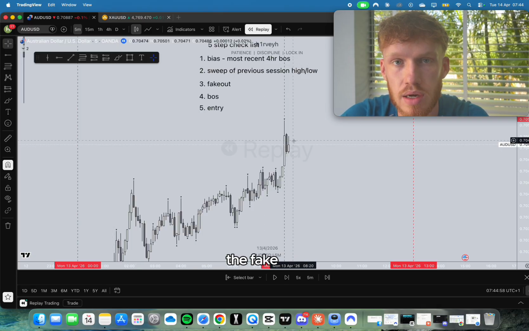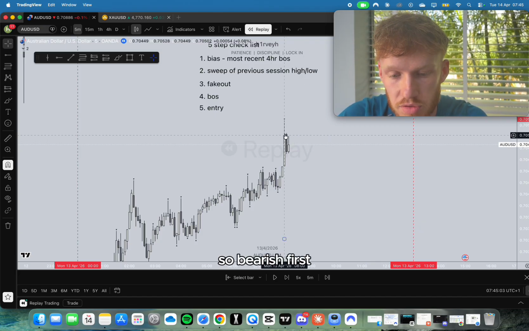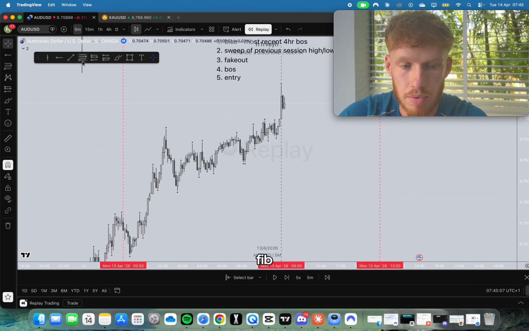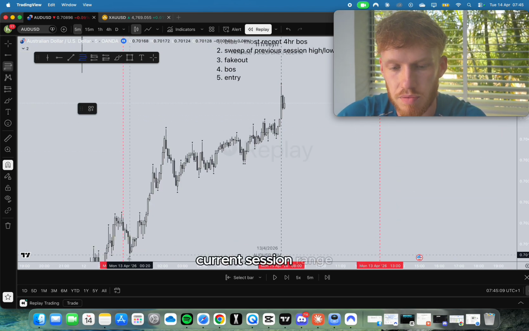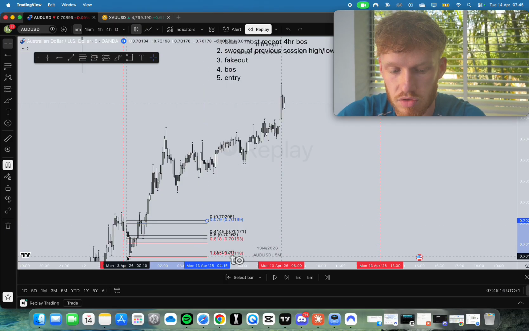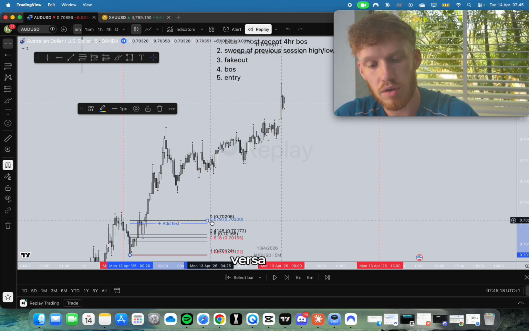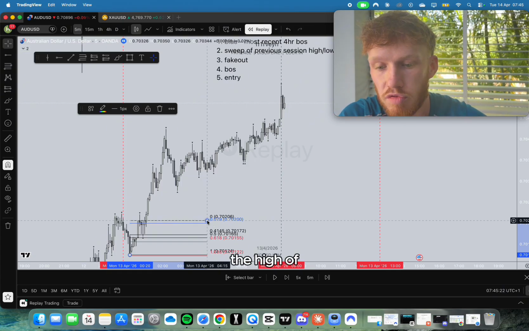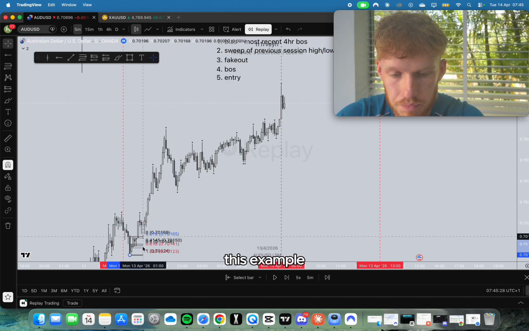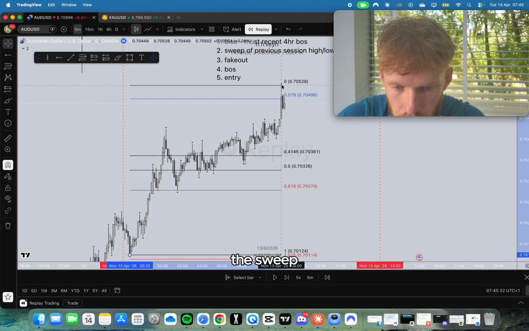To initiate the fake out zone, you need the first candle in line with your bias. So bearish, first bearish candle right here. The fake out zone would be us dragging the fib from previous plus current session range. So the low of previous plus current session to the high of the sweep on a bearish example. And then vice versa for a bullish example, the high of previous plus current session, the low made after the sweep. So in this example, the low of previous session to the high of the sweep.